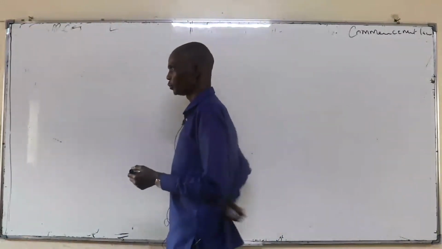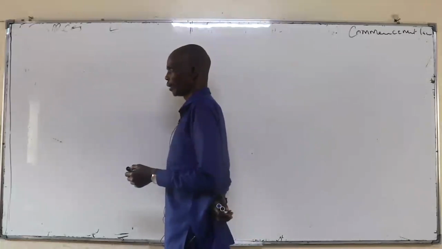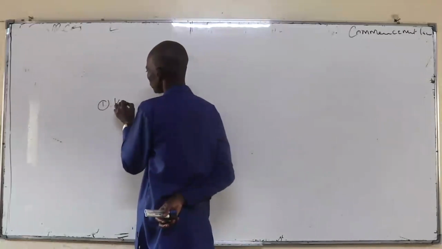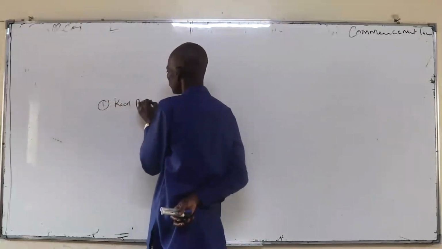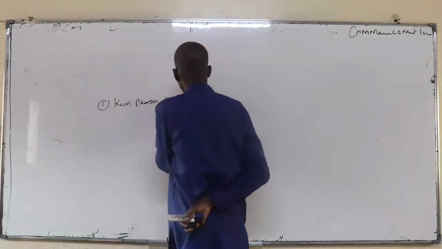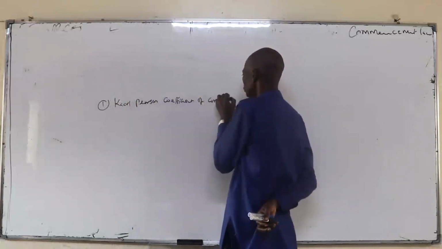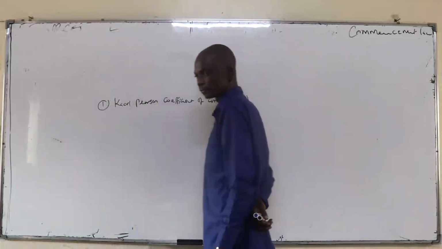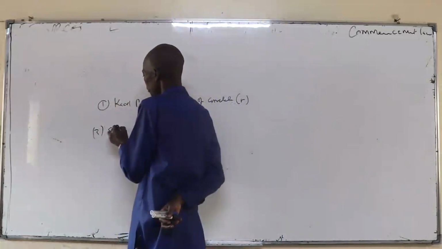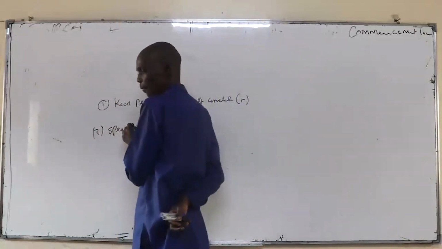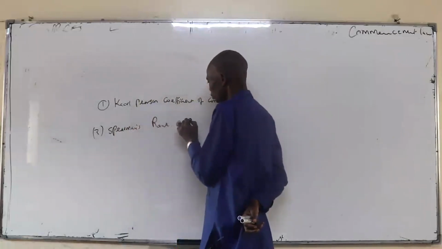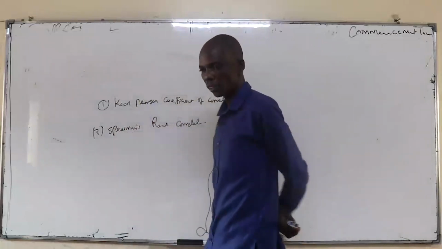Now, we have two approaches which we use in determining the correlation. The first one we call the Karl-Pearson coefficient of correlation. It is denoted by small letter r. And the other one, we call Spearman's rank correlation. So there are those two.